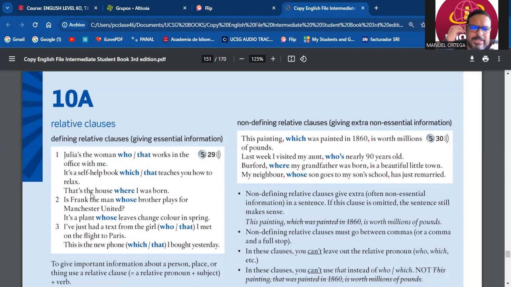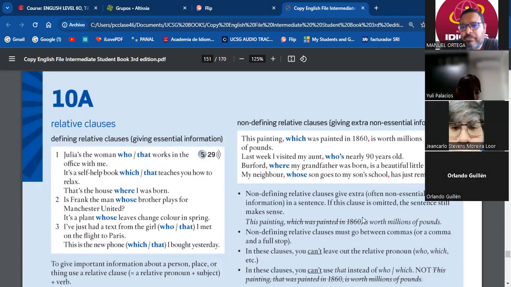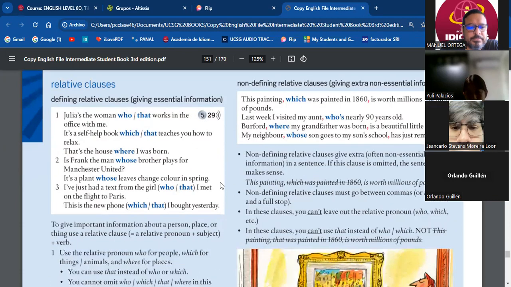Take a look at the next sentence. Please remember, if something is not clear, if we need more information, let me know. The next sentence, tell me what is the difference. That's the house where I was born. They are using where. What is the change? I can say that a house is a thing, right? But why are they putting where there? Any idea?